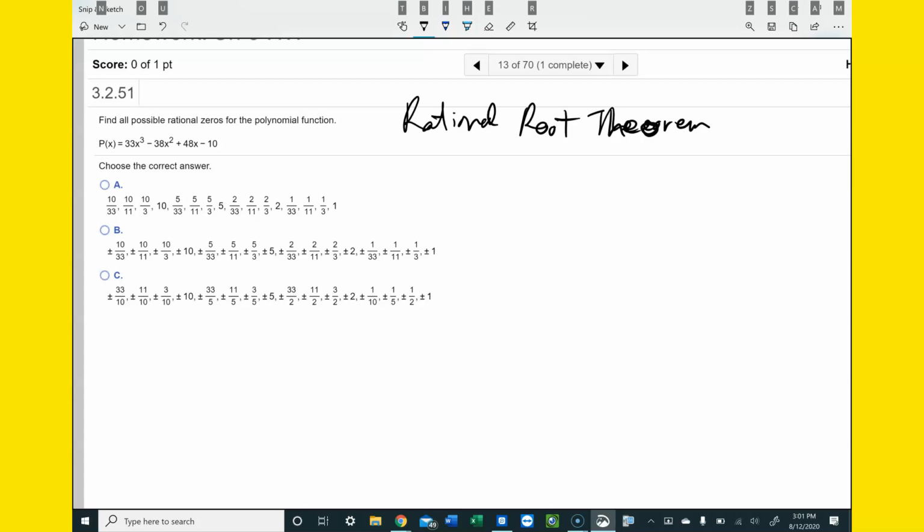The rational roots theorem starts like this. If you have a polynomial, p of x equals ax to the n plus bx to the n minus 1 plus cx to the n minus 2, all the way down to, let's say, gx to the first plus h.